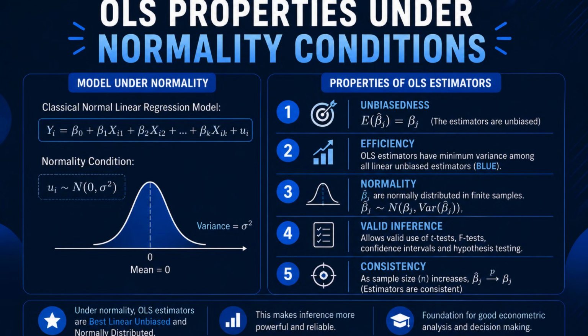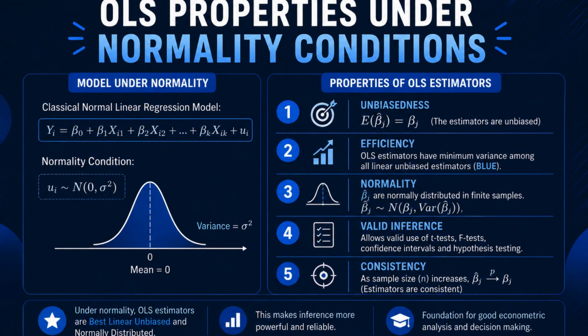We started with the classical linear regression model, which describes the relationship between a dependent variable and one or more explanatory variables, together with an error term. Then we introduced the normality condition, where the error term is assumed to be normally distributed conditional on the explanatory variables. When this normality assumption is added to the classical regression framework, we obtain the classical normal linear regression model.